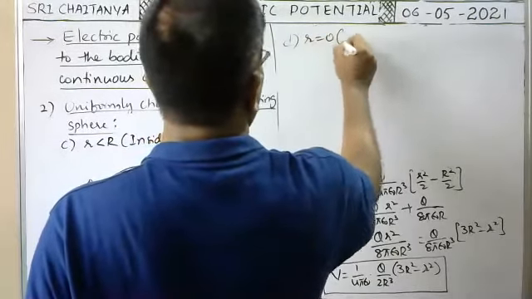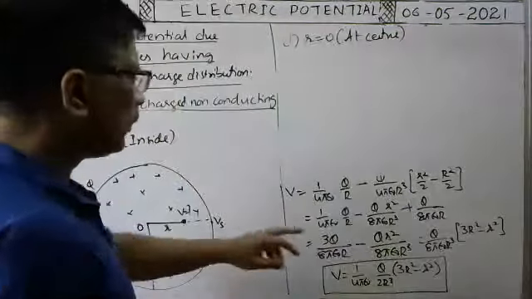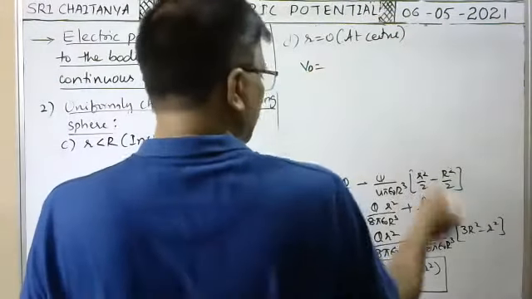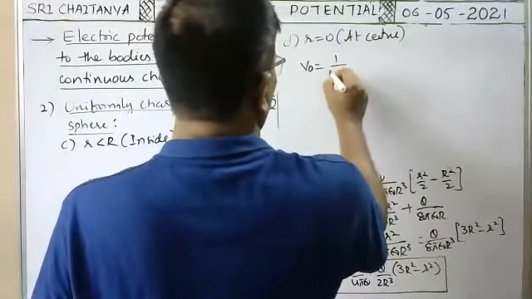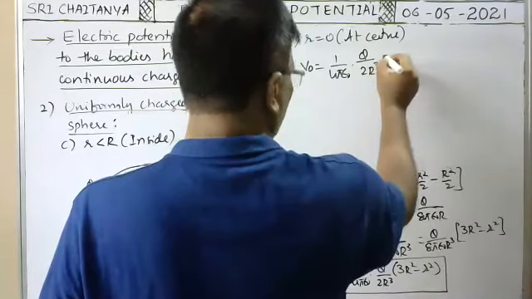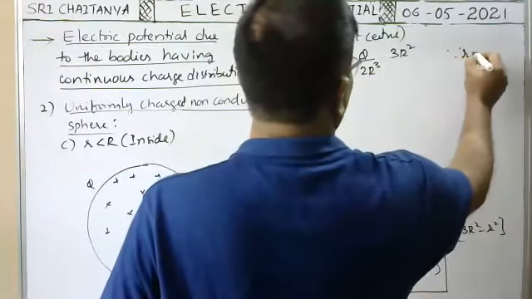r is equal to 0 means at center. At center means that is inside point only. At any point inside the potential is this one. At the center means put small r equal to 0 in this form. Then 1 by 4 pi epsilon naught into q by 2r cube into 3R square only, since small r is equal to 0 here.